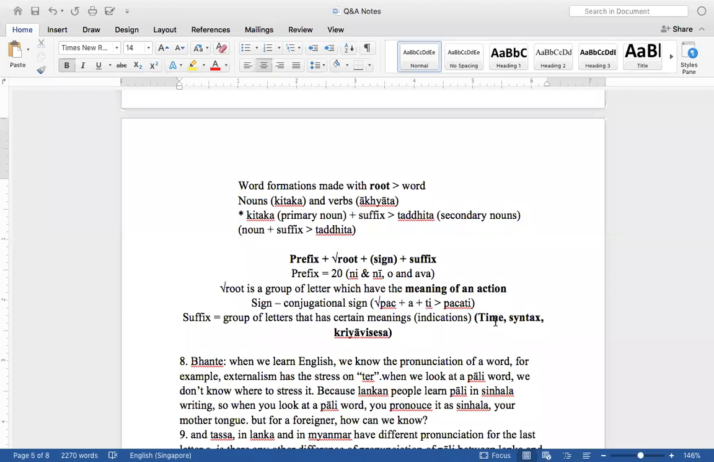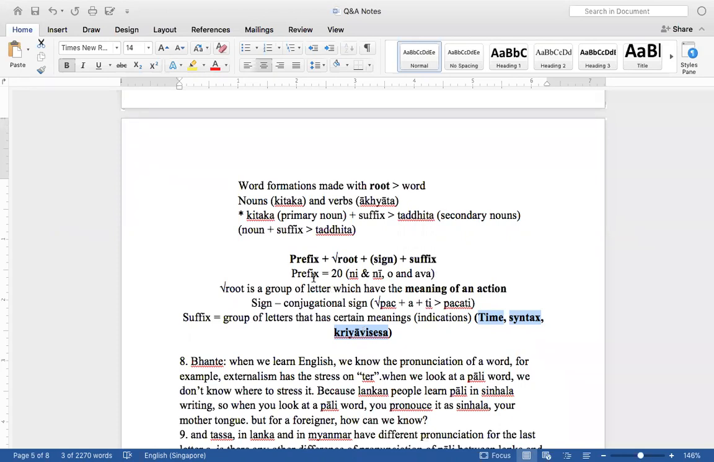So likewise, the suffix indicates the time, the syntax, and the kriya visesa, which means it indicates certain attributes of the action. And also, to the word that is made in the end, we normally add the masculine, neuter, or feminine gender.